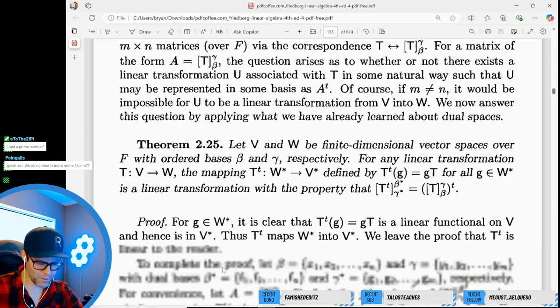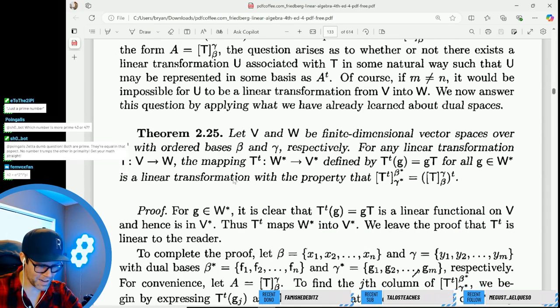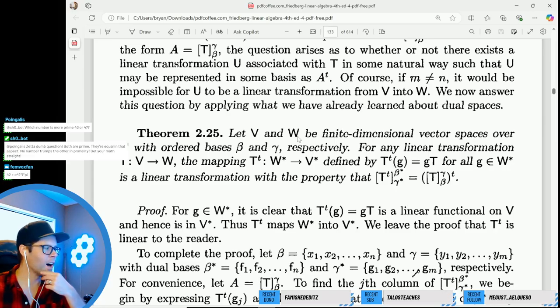Okay, I'm curious to know where they're going here. What's with the Zeta dumb transpose question happening here? Both are prime. They're equal in that aspect. No number trumps the other in primality. Get your math straight. Which number is more prime, 43 or 47? Does that have an answer?